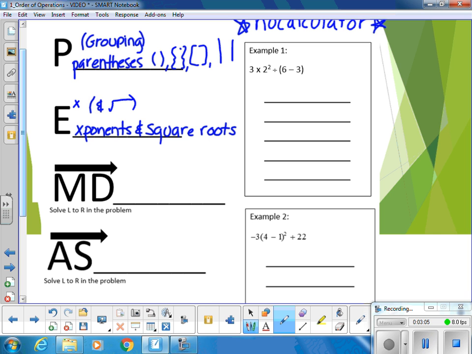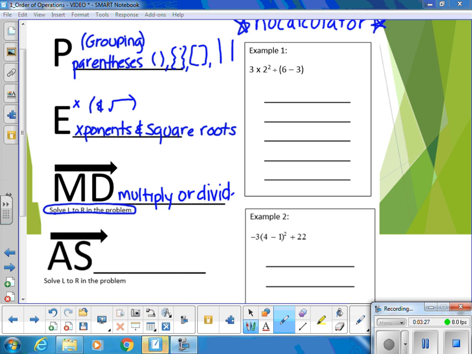The next step is to multiply or divide, and it's important that you remember that we do this left to right. So make sure you highlight that or circle it so you don't forget. So that's multiply or divide. And when I say or divide, sometimes it's and. Sometimes we have multiplication and division in the same problem, and that's where we solve left to right. So if you need to, write a big L to R so you don't forget. Whatever's on the left first is what we do first, just like you're reading a book.